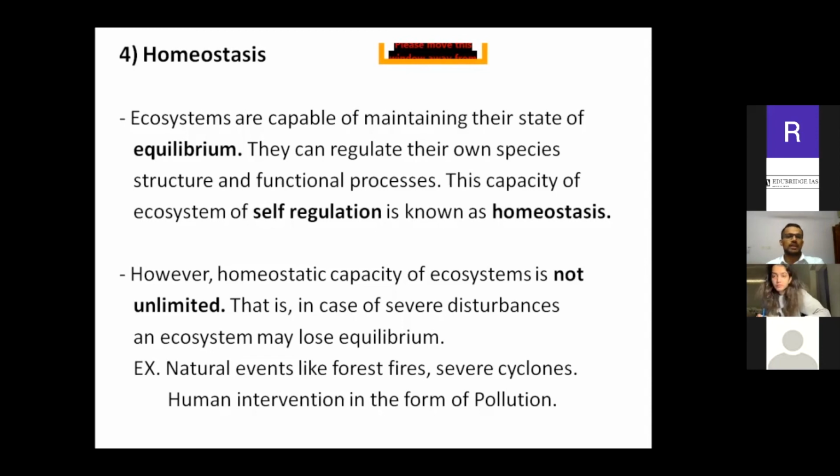Homeostasis. Can it be a service for us? Yes, it can be. If there is a drastic change in the ecosystem, our survival is threatened, right? So yes, you can call homeostasis also a supporting service. It is the fundamental benefit that we receive from ecosystem.